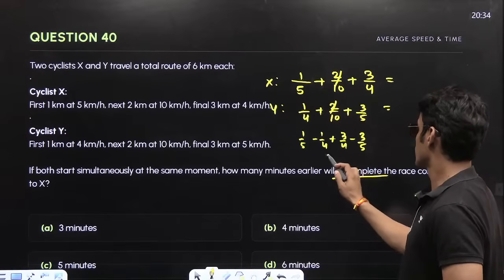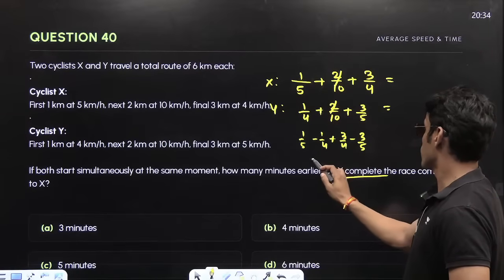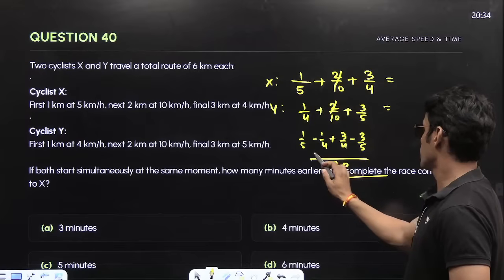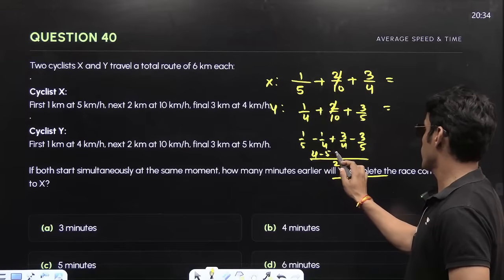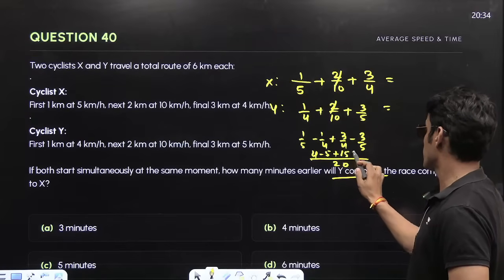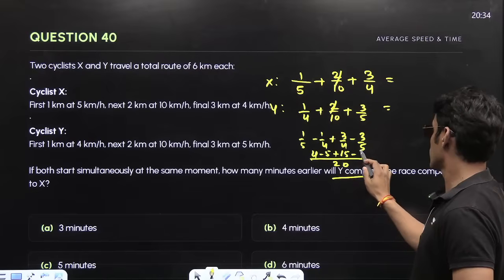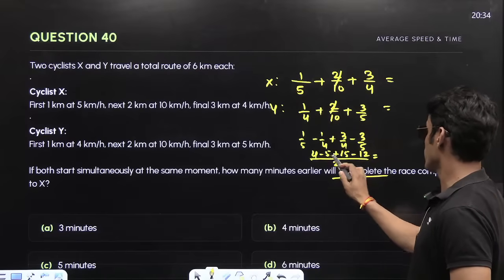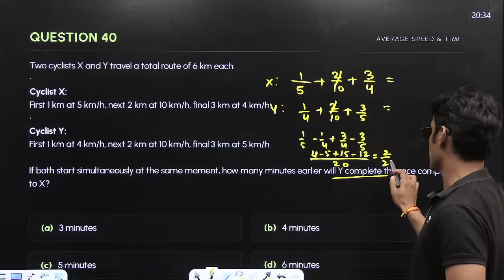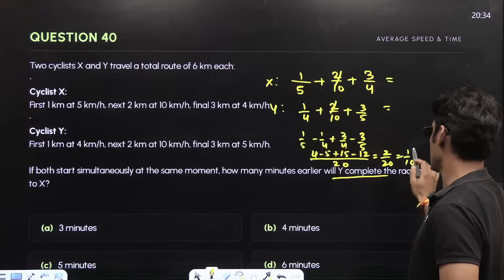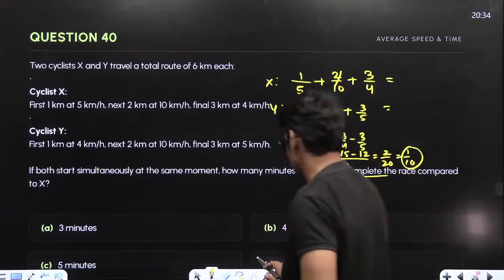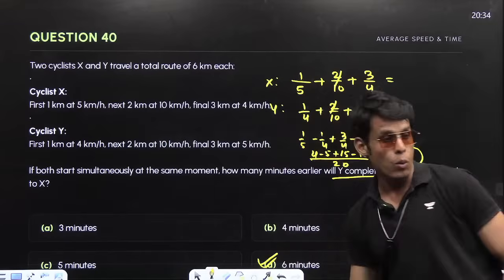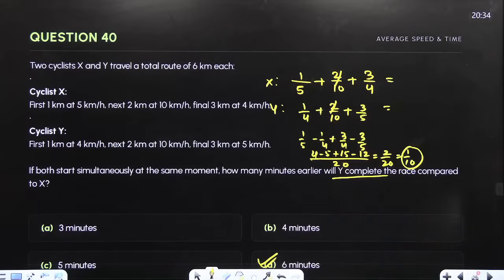Right? So if you just take 20 as the LCM, this becomes 4, this becomes 5, this becomes 15, this becomes 12. Eventually, you will get 2 by 20 as the answer, which is 1 by 10. 1 by 10 hours, so 6 minutes. 1 by 10 hours means 6 minutes, right?